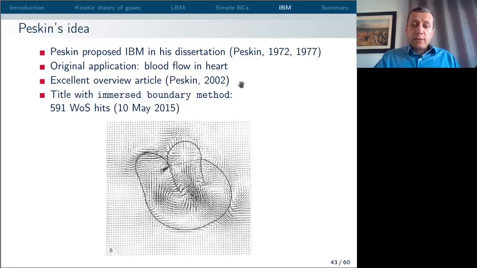If you're interested in the immersed boundary method, there's a very nice review, it's already a bit aged, but it's still easy to read and good as a starting point. It's Peskin's review paper from 2002, I think in Acta Numerica. Right now it's much more; the immersed boundary method had nearly 600 Web of Science hits when you search for immersed boundary method in the title.